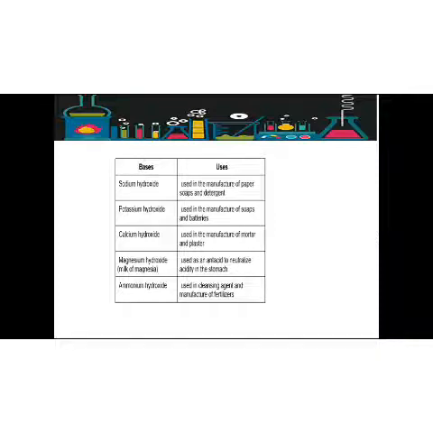Now let's see the bases and their uses. Sodium hydroxide is used in the manufacture of paper, soaps and detergents. Potassium hydroxide is used in manufacturing soap and batteries. Calcium hydroxide is used in the manufacture of mortar and plaster. Magnesium hydroxide is used as an antacid to neutralize acidity in the stomach. Whenever you get acidity and your stomach pains, we take something called ENO, which is a base. And lastly, ammonium hydroxide is used as a cleaning agent and in manufacturing fertilizers.